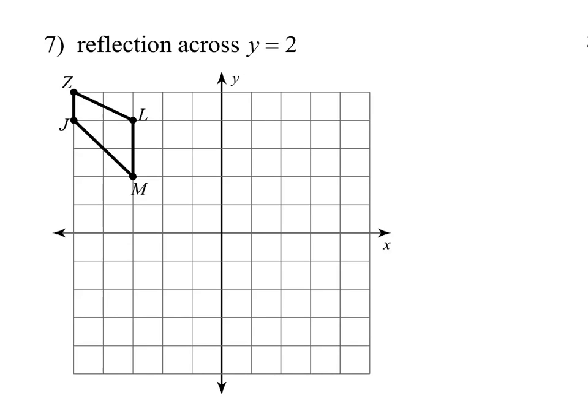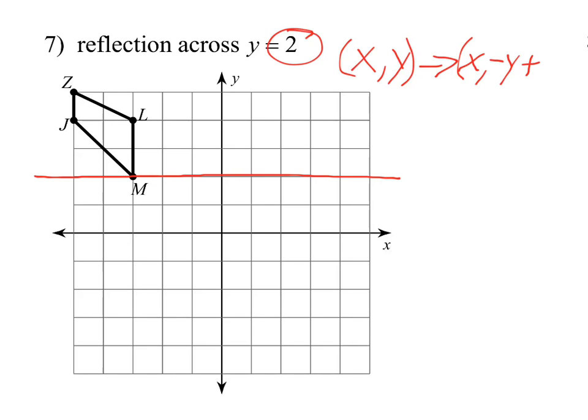7, reflecting across the line y equals 2. Once again, when you have y equals a number, it's a horizontal line. And the function is going to be x, y goes to x's all stay the same. Change the sign on the y and add twice this number. That number's 2. Twice that is 4. And that's your function.